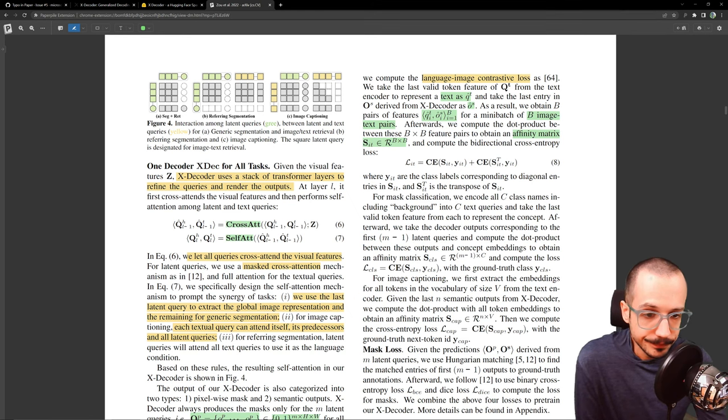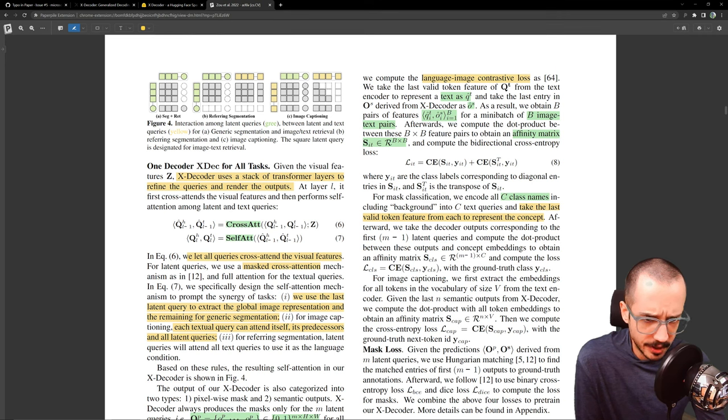Okay. So for mask classification, we encode all C class names, including background, into C text queries and take the last valid token feature from each to represent the concept. Afterwards, we take the decoder outputs corresponding to the first M-1 latent queries and compute the dot product between these outputs and concept embeddings to obtain the affinity matrix.